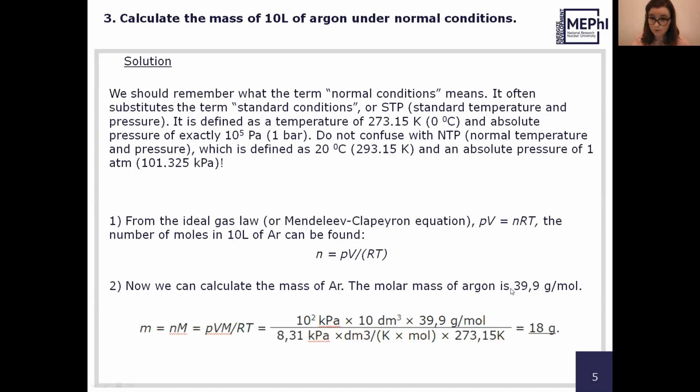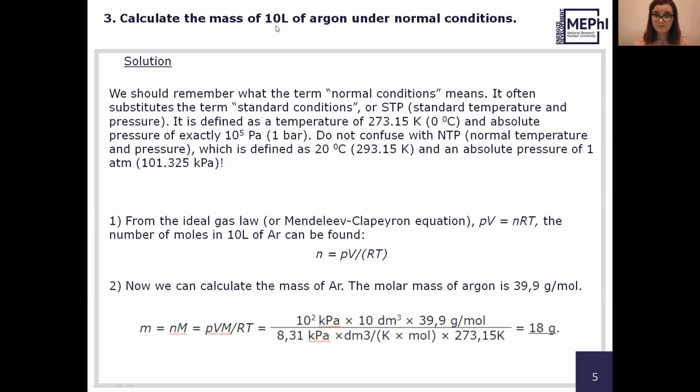And when we know the number of moles of argon, we will simply get the mass of argon when we multiply the number of moles by its molar mass, which is 39.9 grams per mole. And here are the calculations. We multiply the pressure by the volume, by the molar mass of argon, and divide it by the universal gas constant multiplied with the temperature. And we get the answer of 18 grams.